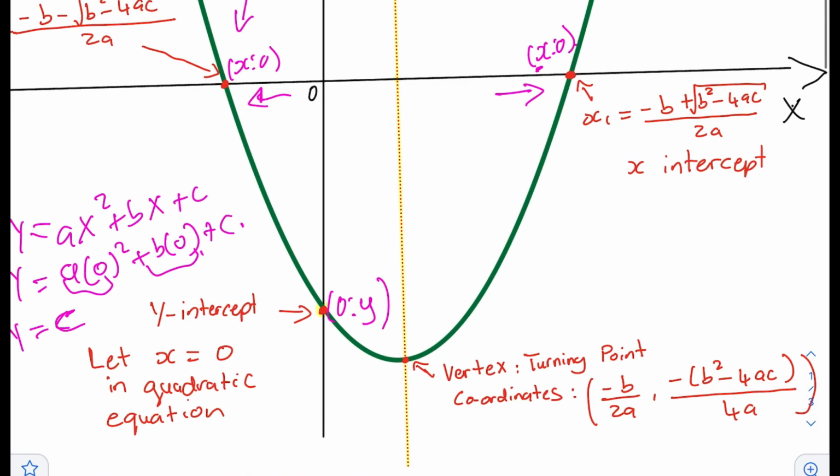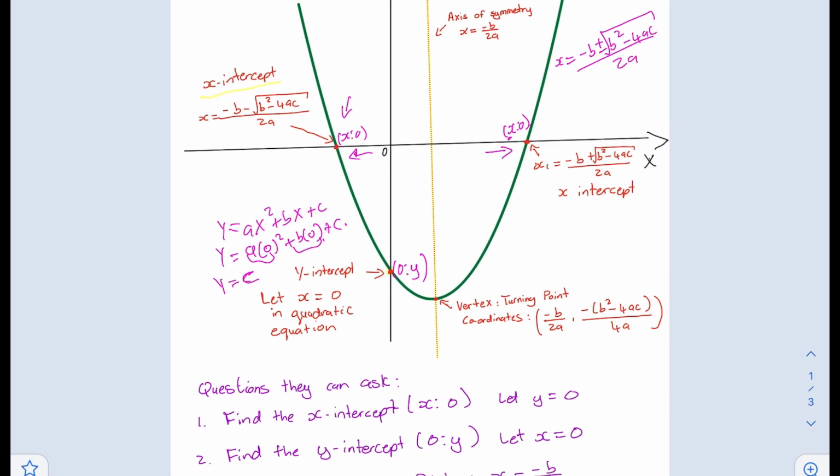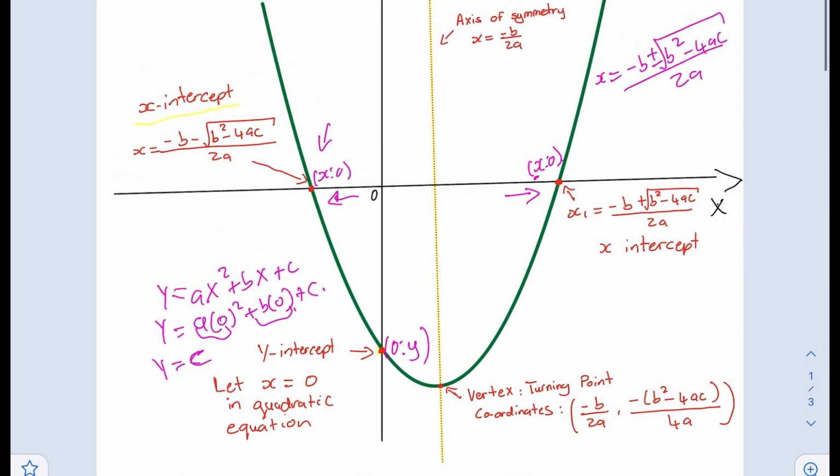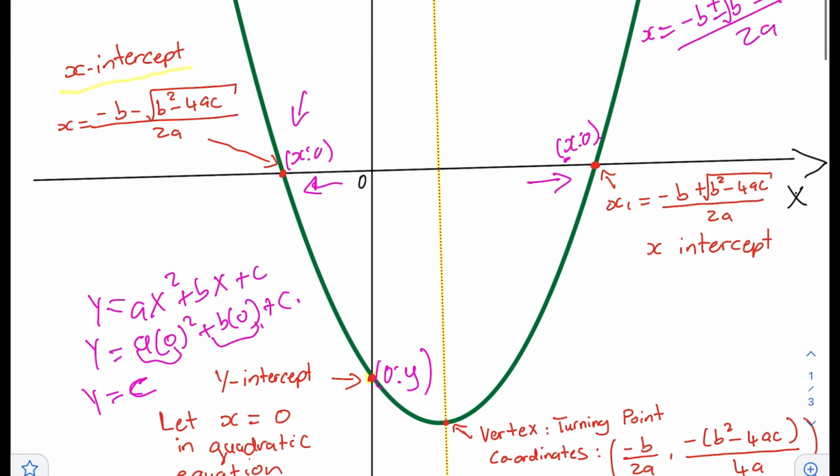Then finally, we have the vertex. So this is the turning point, right? And the turning point of a parabola is basically where the axis of symmetry is. This is where the left-hand side mirrors the right-hand side. And the x value there at the axis of symmetry is x equals to negative b over 2a. And if you are paying attention, you can actually notice that from this quadratic equation over here, the x value of the axis of symmetry is actually this part over here, negative b over 2a.